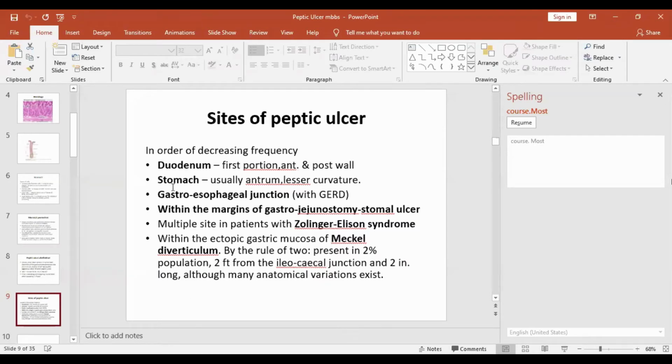So these are the various sites you should remember. Duodenum is most common, then stomach, gastroesophageal junction, that is Barrett's, then margins of gastrojejunostomy site, then multiple ulcers in Zollinger-Ellison syndrome, and then Meckel's diverticulum. So these are the 6 sites, at least 3, 4 you should know.